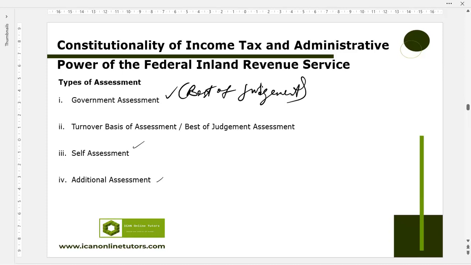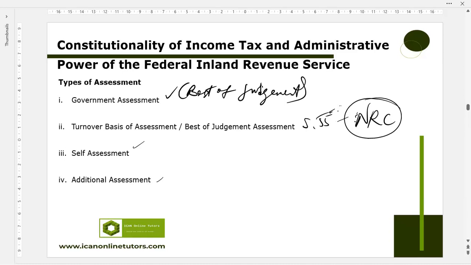Then for turnover basis, this usually happens in line with Section 55 of CITA, which says that the FIRS has the power to assess a company on turnover. It usually happens to the non-resident company, but at times it happens to the resident company too.